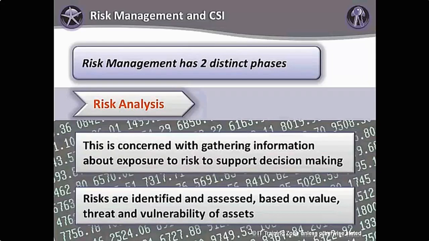Risk management has two distinct phases. The first is analysis, concerned with gathering information about exposure to risk so that the organization can make appropriate decisions and manage risk appropriately. This involves the identification and assessment of the level of risk. Risk is calculated from the assessed values of assets, and then the threats and vulnerability levels of the assets.